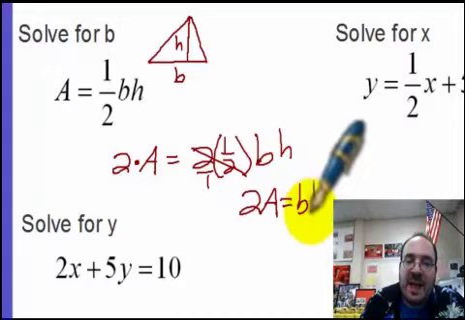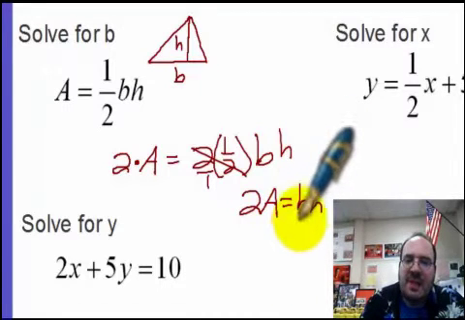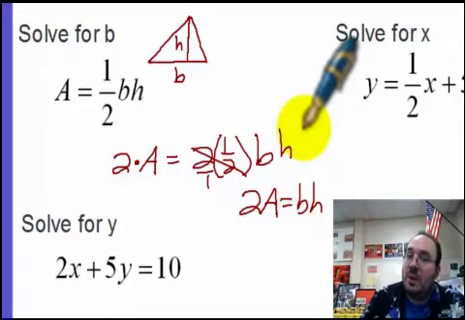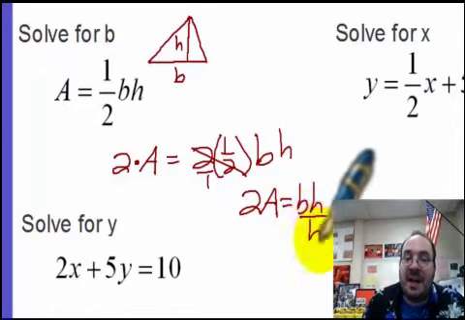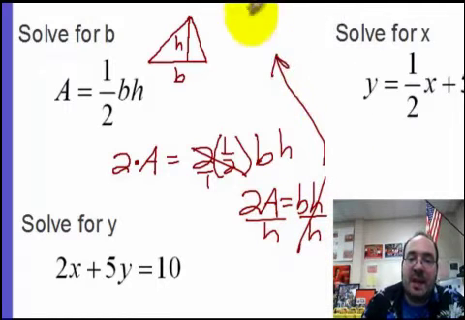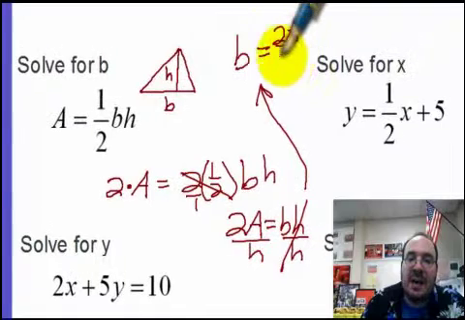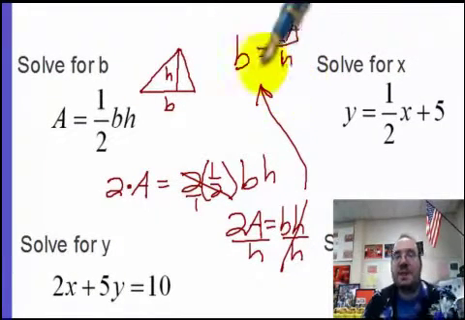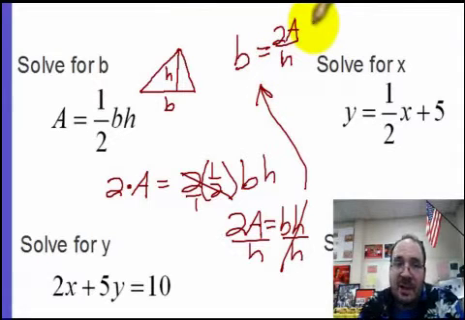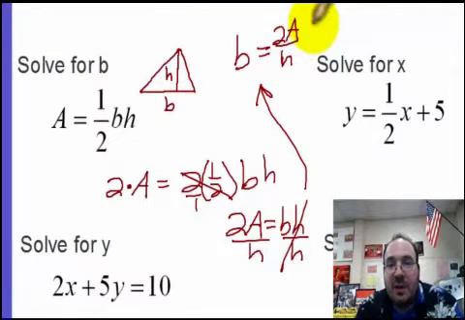And now I have bh. And then what's the opposite of multiplying b by h? Well, I think dividing by h would be the opposite. So those cancel. My final answer then is b equals 2a over h. Now, a lot of people try to combine this further. They don't like seeing their answer like that, but that's a perfectly acceptable answer for you to have.